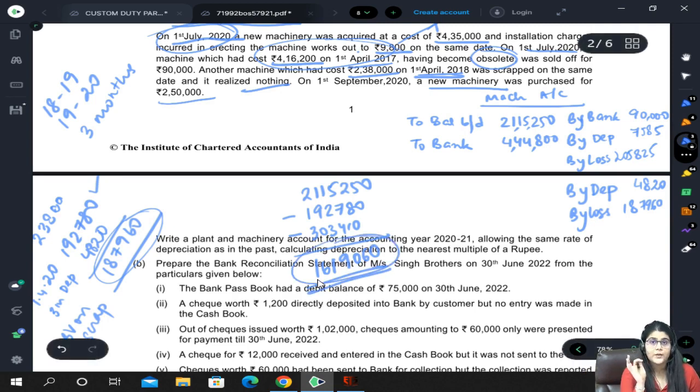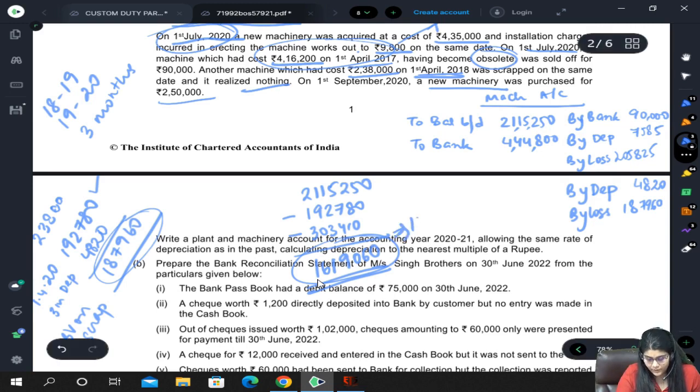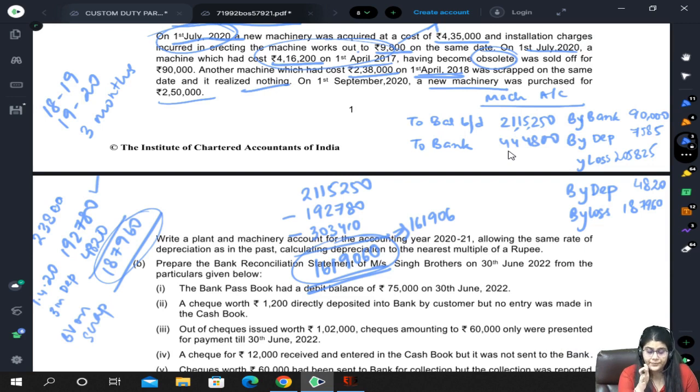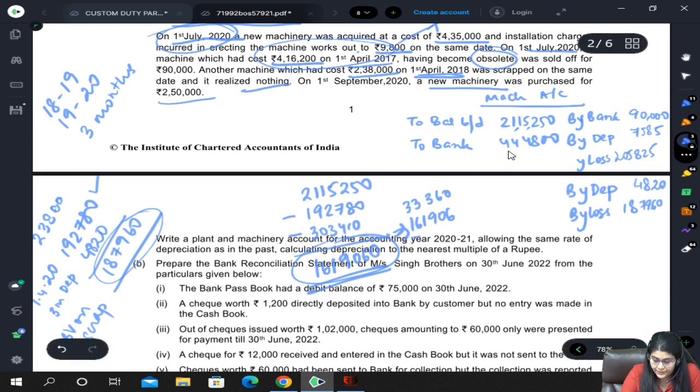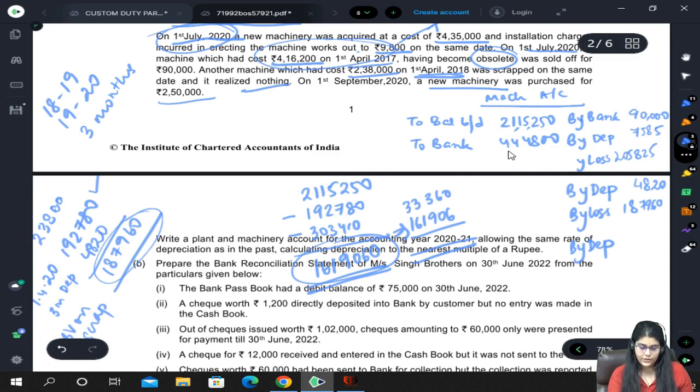On this, we have to calculate 10% depreciation for the entire year because this much machinery was there from the beginning to the very end. So that becomes 10% of 1619060, very easy. And this new machinery which we bought this year on 1st July 2020, we have to charge depreciation for 9 months on this machinery. So that will be 444800 into 10% into 9/12, which means 33,360.